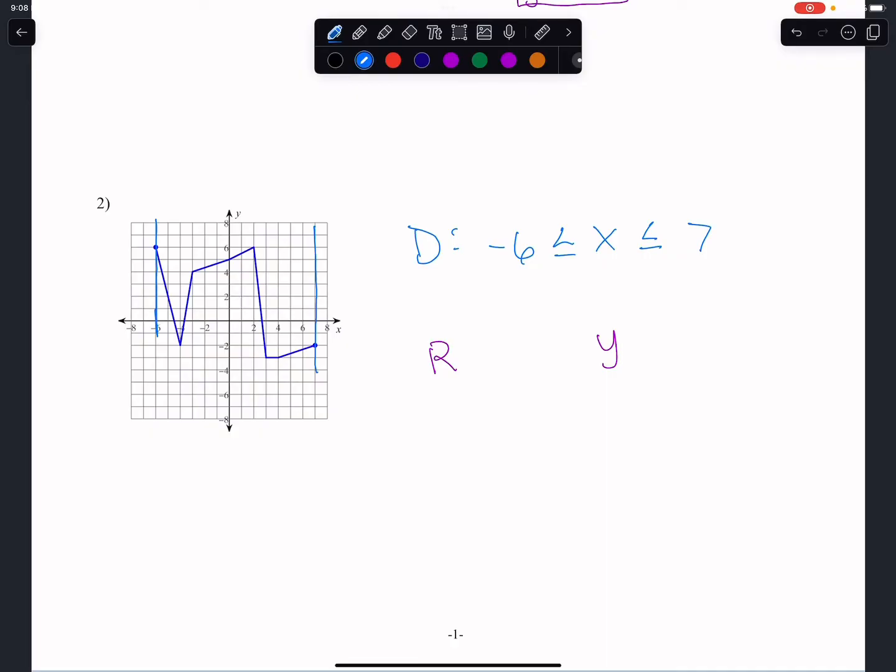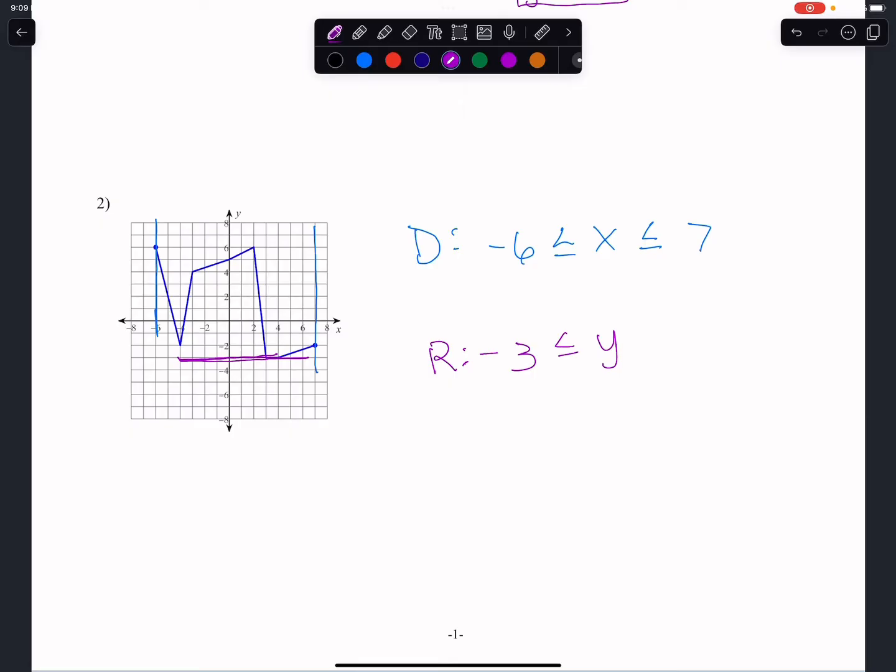And let's figure out what the range is. Let's go with range. What's the lowest this goes? Looks like in this picture the lowest it goes would be right here. What is that, -3? Is there an open circle or an arrow right there? No, so that means it's going to have the equal to sign under it.